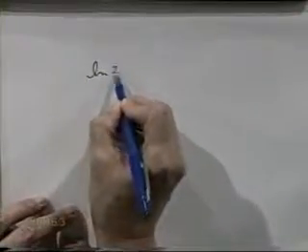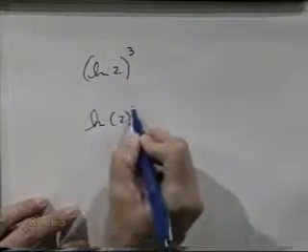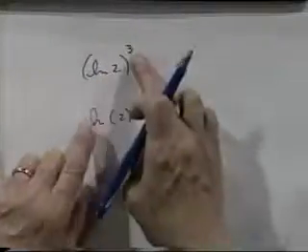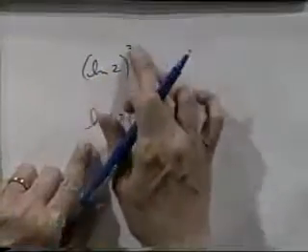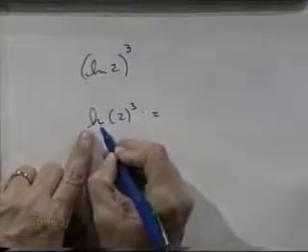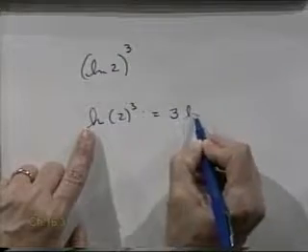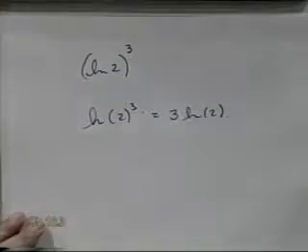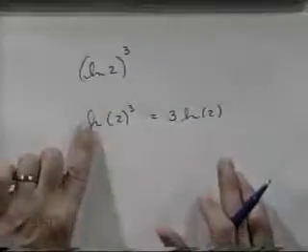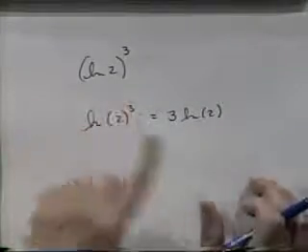This has nothing to do with Calc 3, but there's a big difference between log of 2 to the third and log of 2 to the third. This one, all of log 2 is being raised to the third. You can't bounce that exponent down. Cubing something is not the same as multiplying it by 3. But if you just have the log of 2 cubed, you can bring the 3 out front. Because you all know cubing something is not the same as multiplying by 3. But taking the log of something cubed is the same as multiplying 3 times the log of that number.